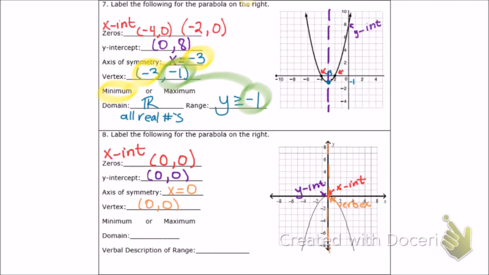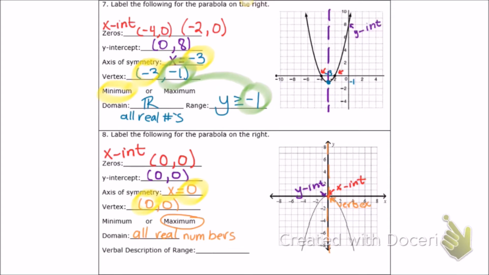And look, the x value is the same as my axis of symmetry. All right, I have a highest point, so I have a maximum. And again, my domain is going to be all real numbers. The domain is the same for all the parabolas that have two arrows. All real numbers.